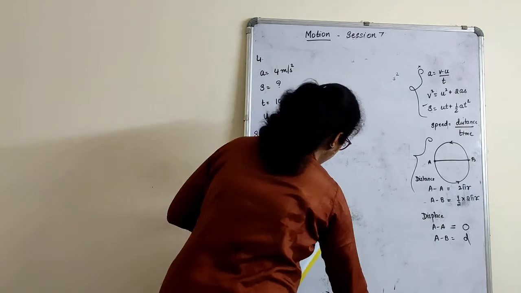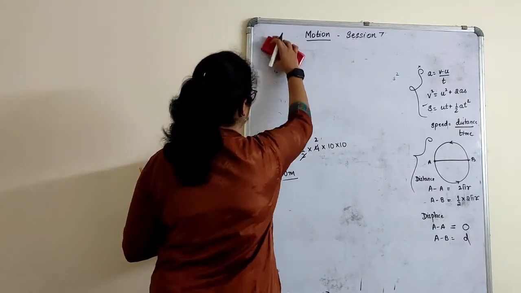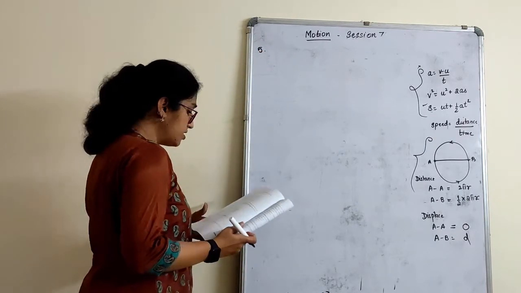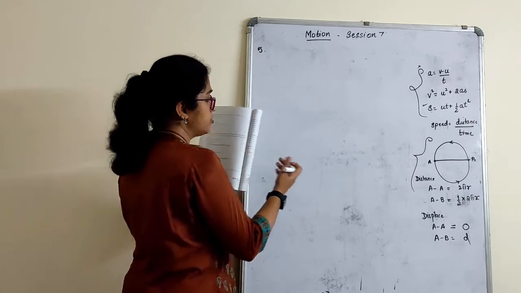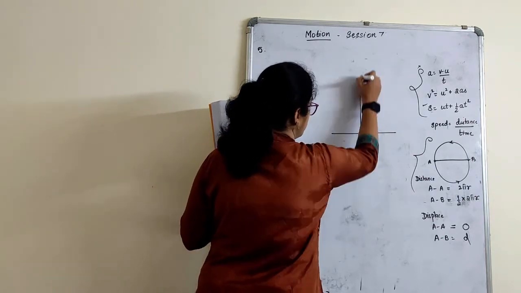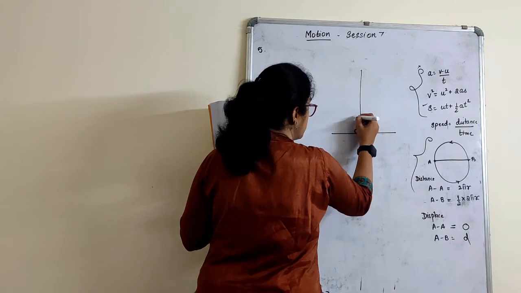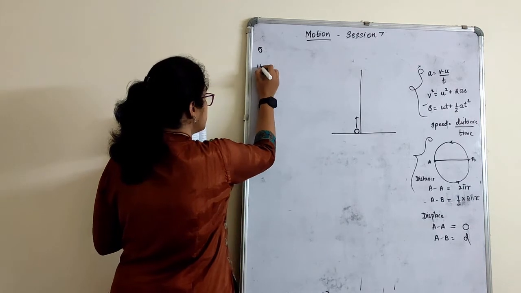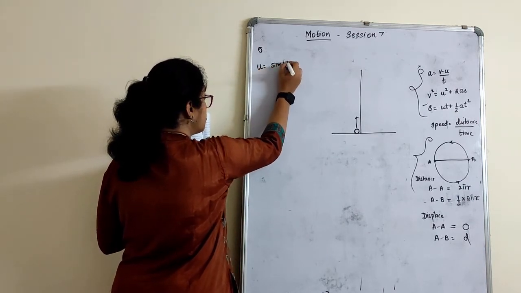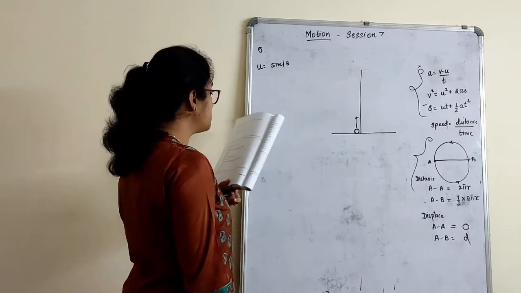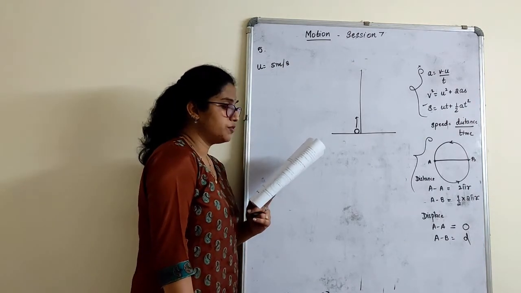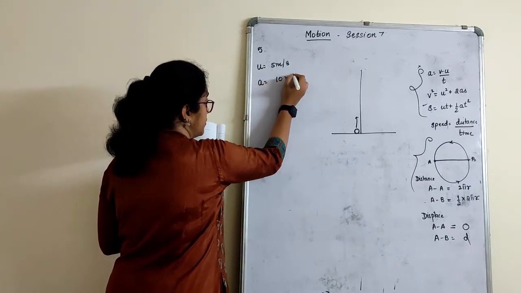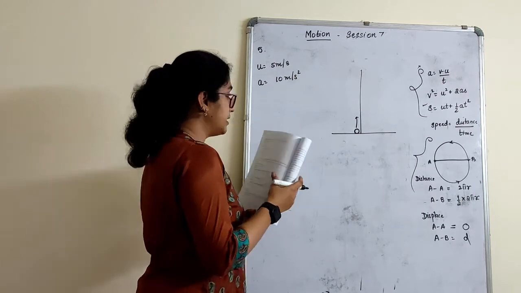And the next one. Fifth one. A stone is thrown vertically upwards. So just let's imagine that. So a stone was here. So this is thrown vertically upwards with velocity, that means U is equal to 5 meters per second. If the acceleration of the stone during its motion is 10 meters per second square in the downward direction.